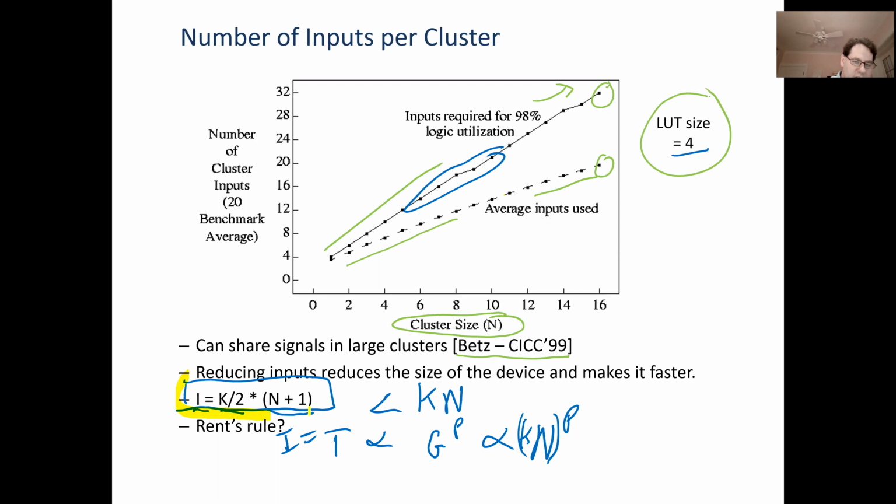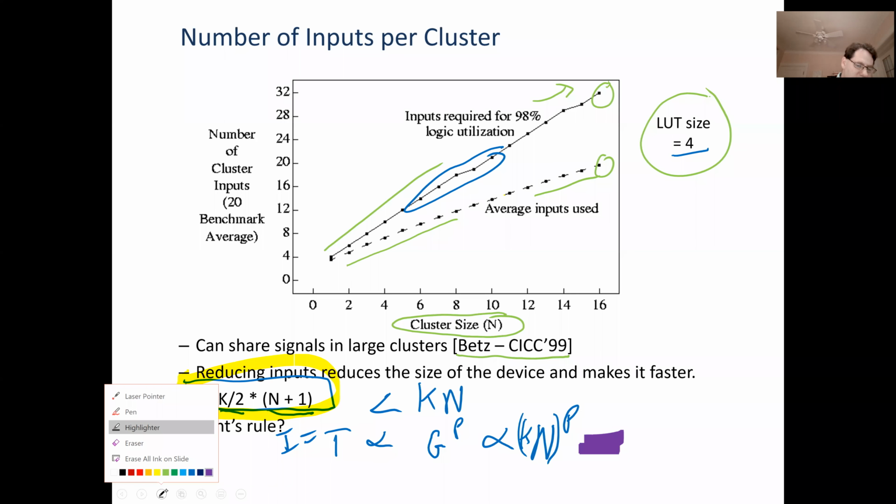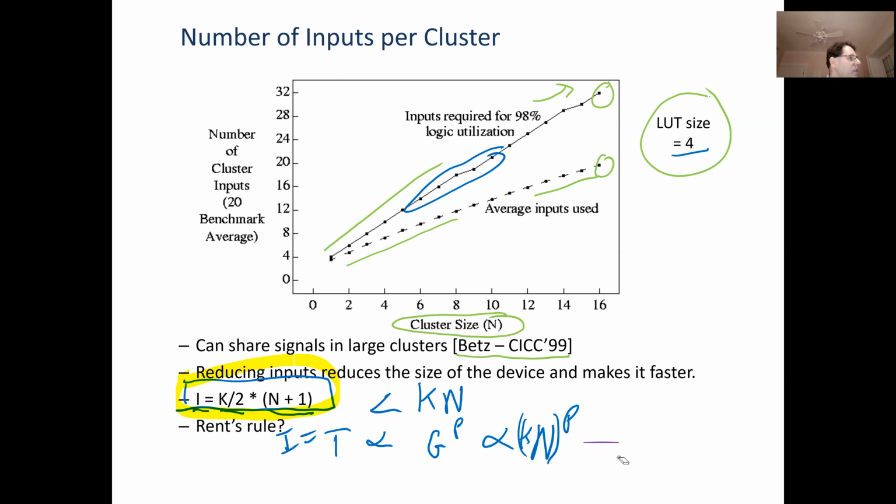Yeah, so this equation, we can see that our inputs are growing linearly with n, which is basically proportional to the logic that we put inside of a logic block. So this implies that they're getting a rent exponent of 1, which I said was pretty bad. Or it seems to. So does this imply that their CAD tool is really bad because it's getting a rent exponent of 1?